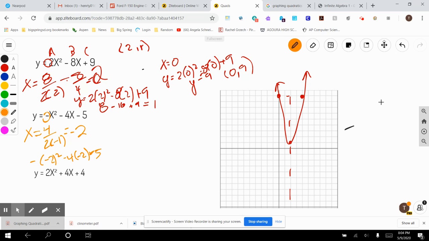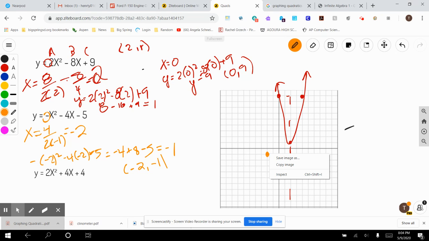So this is negative 2 squared, which is 4, positive 4, but then the opposite of that is negative 4. Okay? Negative 4 times negative 2 is positive 8. So this would actually be negative 1. So our vertex is negative 2, negative 1. So that would be right there.